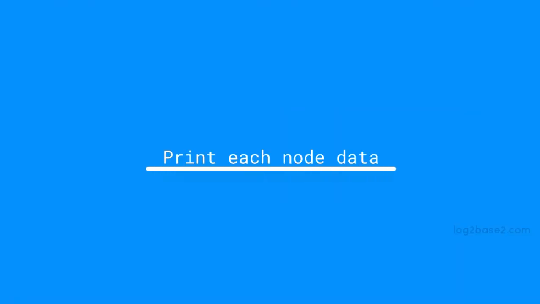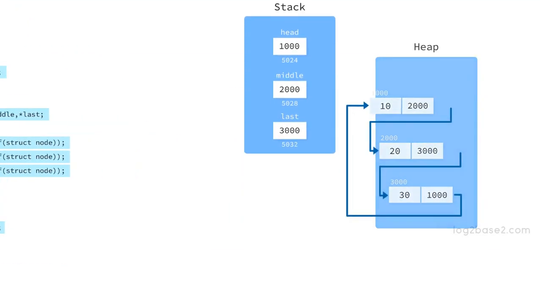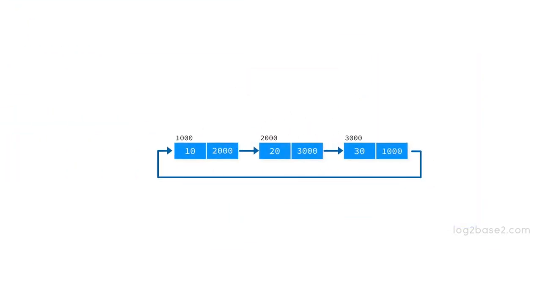Now let us print each node's data in the linked list. To print each node's data, we have to traverse the linked list fully. Normally, we traverse a linked list from head till we reach the end. But there is no end in a circular linked list. It is cyclic and a cyclic structure has no end. The last node is pointing to head here and this cycle will continue. So we have to traverse from head till we reach head again.